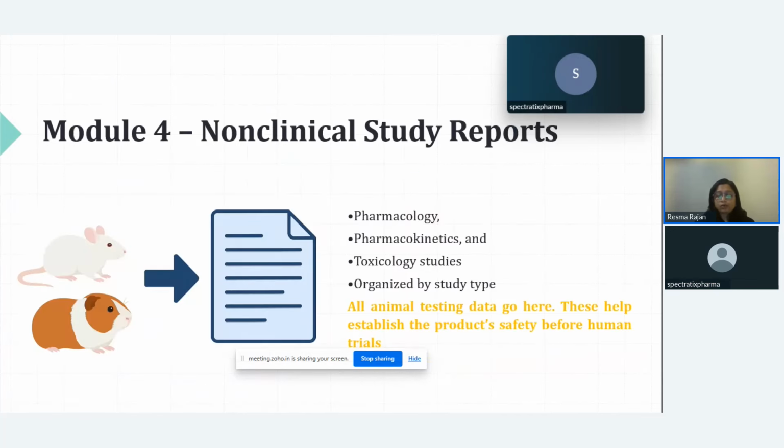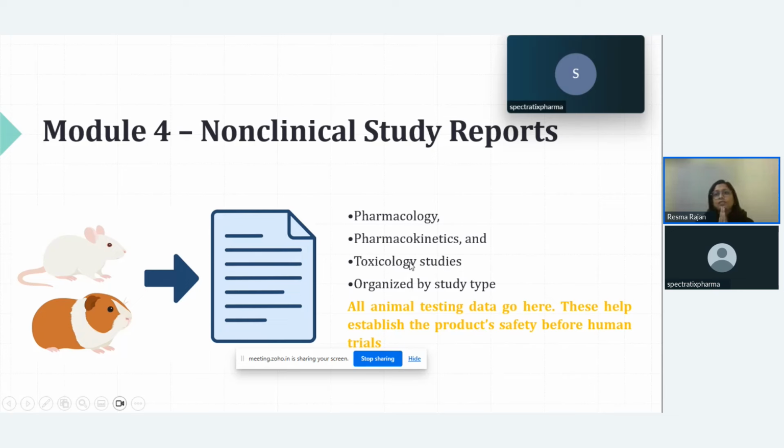Okay, now comes module 4, non-clinical study reports. So non-clinical studies, you will be carrying out in rodents or non-rodents or chimpanzees, depending on the drug product or biological product you are developing. Depending on that, you will be selecting your lab animal. So there you will conduct different pharmacology studies, pharmacokinetic studies, toxicology studies. All this will be done.